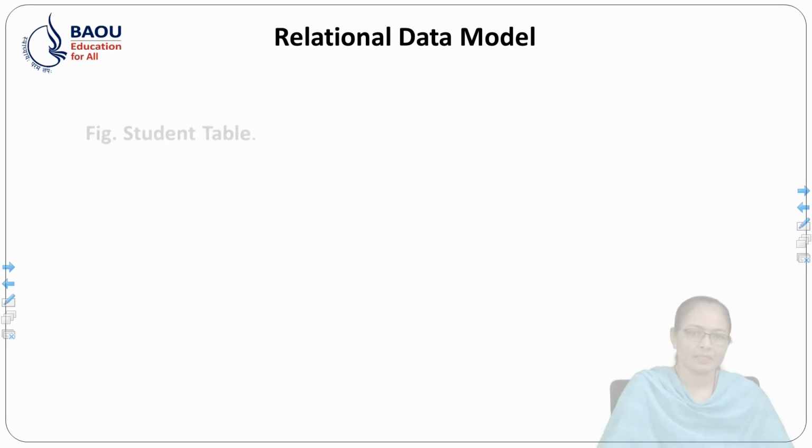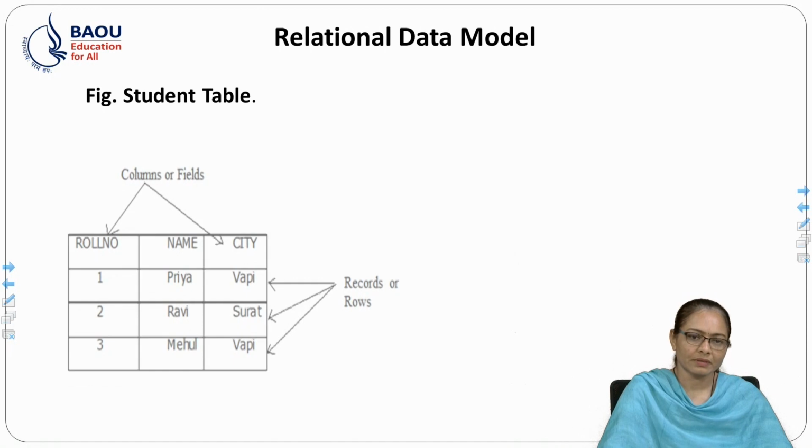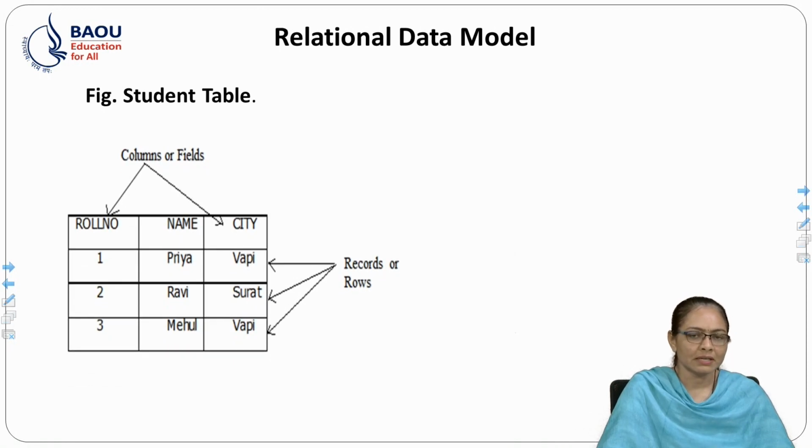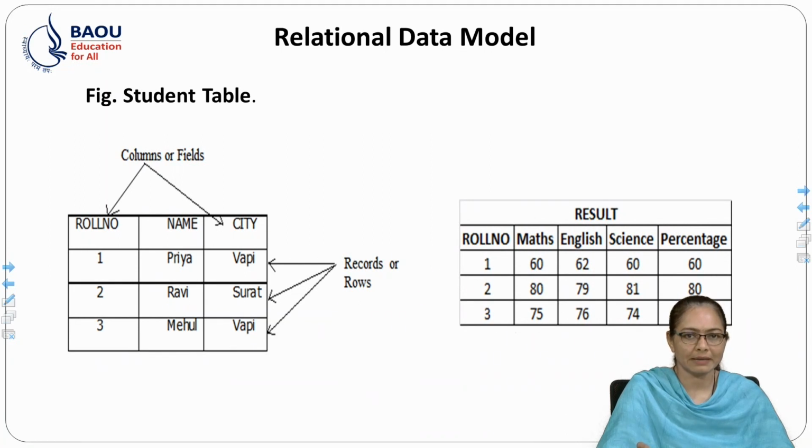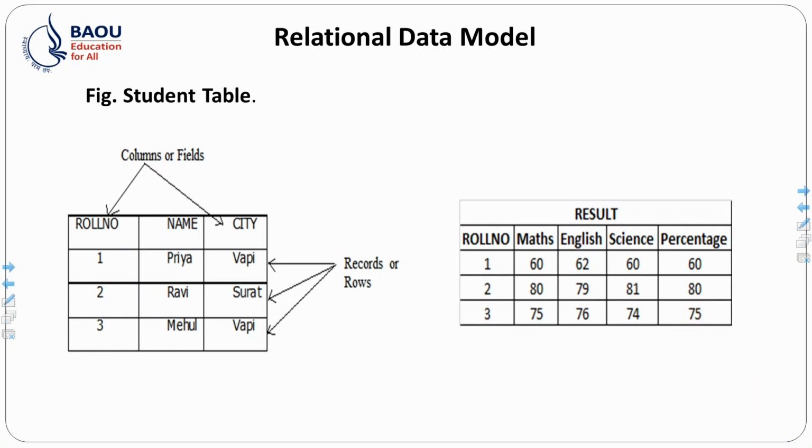Now, next is the student table. In the student table, there are three attributes: roll number, name and city. And here the other table is the result table or relation. We can also call a table a relation. So, in the student table, roll number, name and city are the columns, and the result table has the attributes roll number, marks of mathematics, English and science subjects, and percentage. These are the attributes of the result.